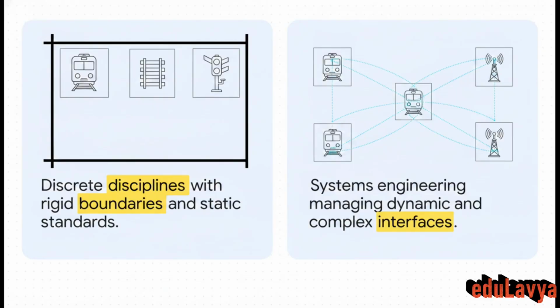Historically, railways were built using what's known as a discrete discipline approach. The track engineers did their job over here, the train builders did theirs over there, and they just met in the middle using very rigid, static standards. And for a long time, as long as everyone stayed in their lane, it worked. But today, that approach is completely dead.